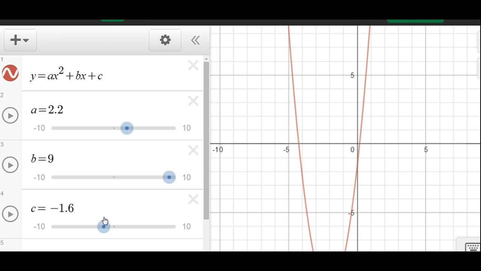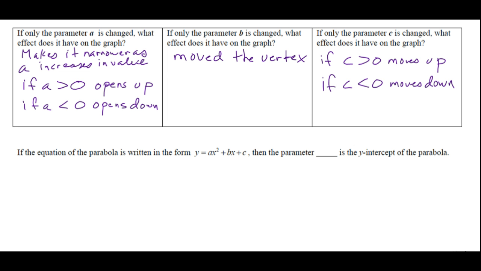Okay, tell me about the y-intercept. The y-intercept occurs when the x value is equal to 0. So if we have ax squared plus bx plus c and I make x 0, what happens to these terms? All we're left with is the y-intercept, which is c. So the parameter c is the y-intercept, because the y-intercept occurs when x is 0. The ax squared term is 0, the bx term is 0. All I'm left with is y equals c.